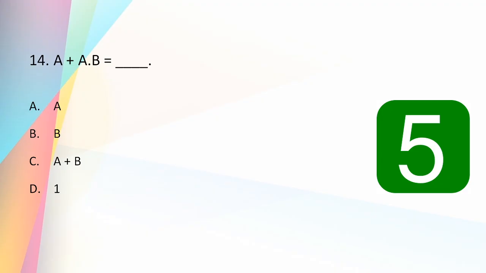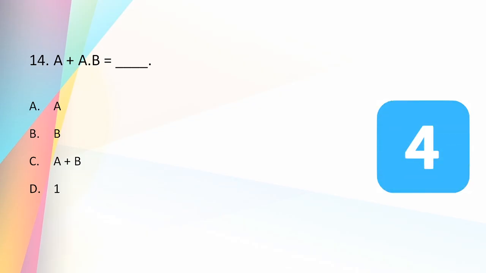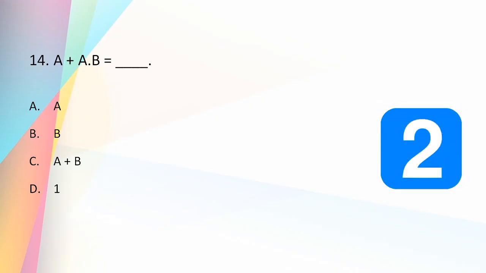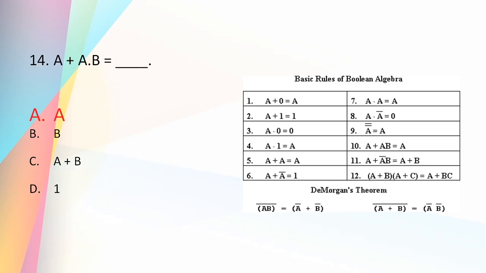A plus A dot B equals: A, B, A plus B, 1? And the answer is A, because you can take out A from the expression as common, then you will get A into (1 plus B). Now 1 plus B is equal to 1, so it will come as A dot 1, which is equal to A.